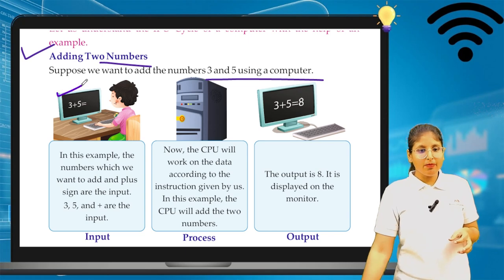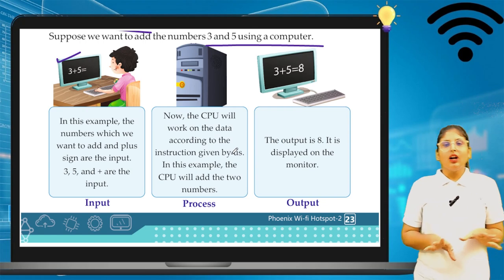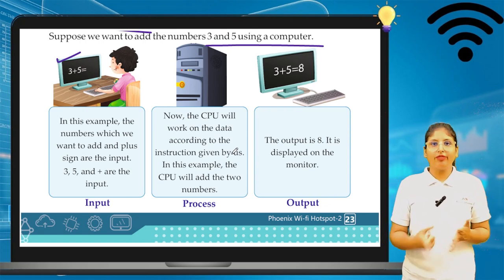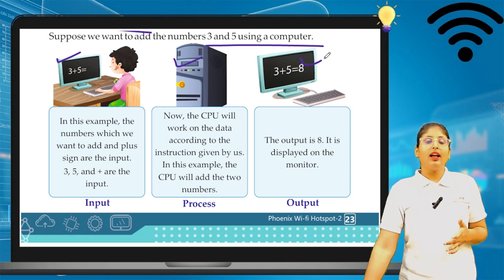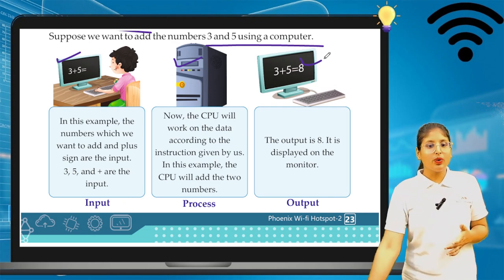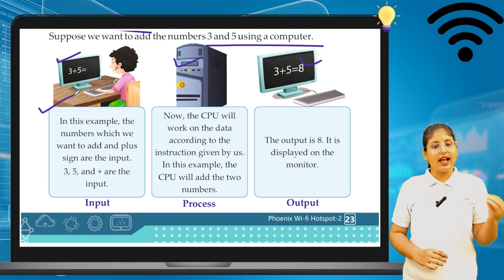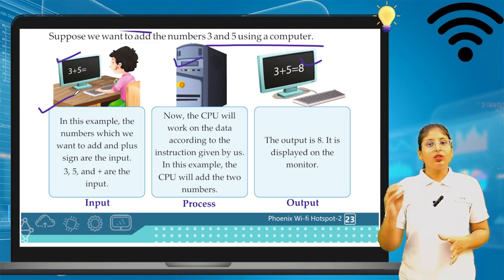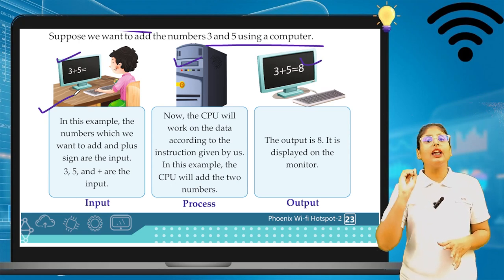First, we type with the keyboard, asking for the answer to 3 plus 5. Then the computer processes it with the help of the CPU, and in the last step we get the output, that is 8. In this example, the numbers we want to add and the plus sign are the input. So 3 plus 5 is the input.